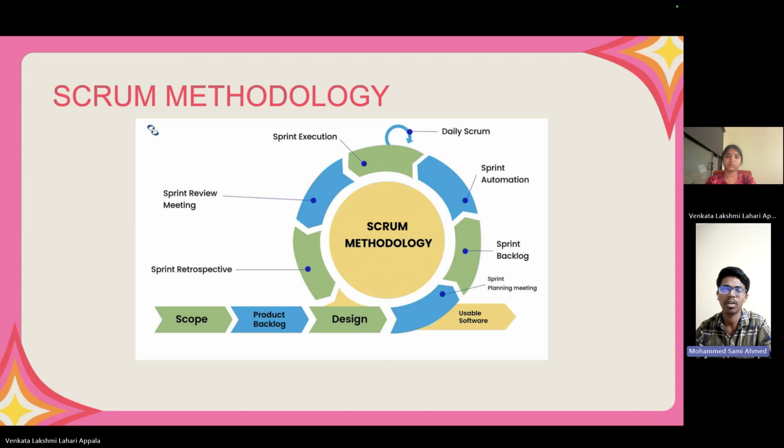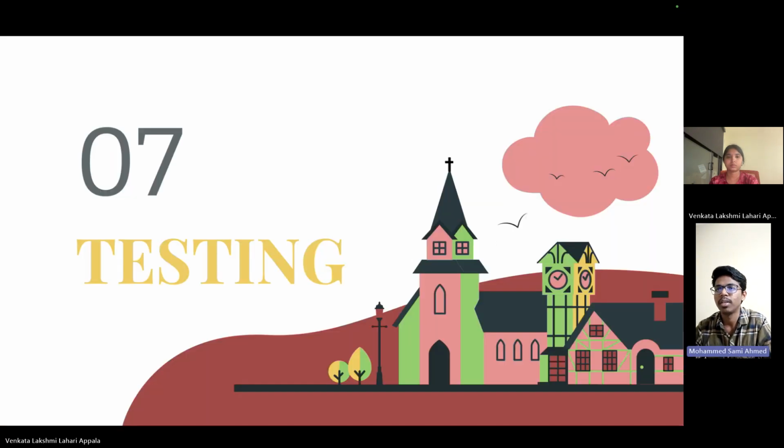Daily scrum, I mean, daily scrum is nothing but keeping a new stand-up meeting. Then sprint execution, sprint review meetings, then sprint retrospective. Then lastly, usable software. Whatever the final software we get as the end result is the usable software. So the next slide will be about the testing, which will be explained by Lahari.